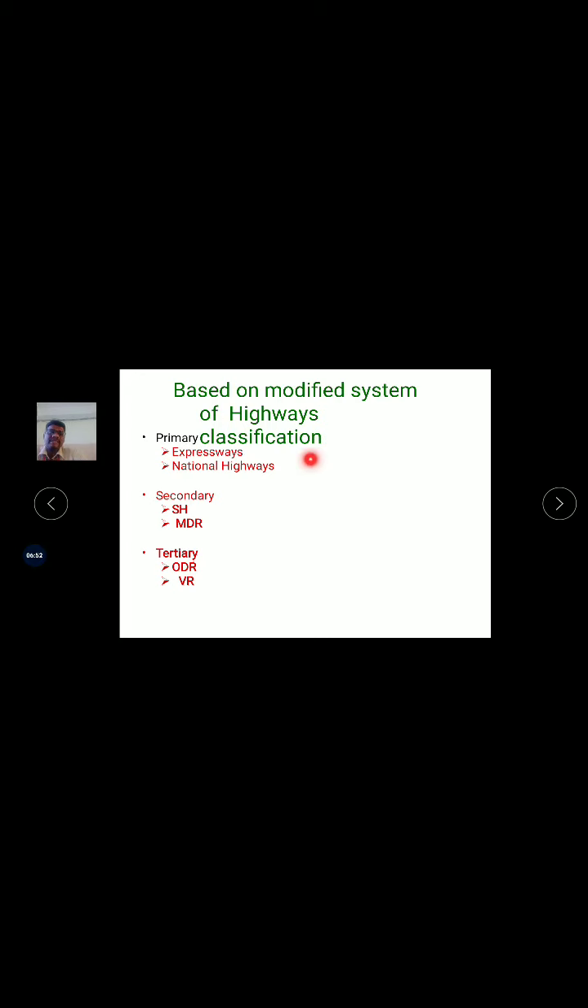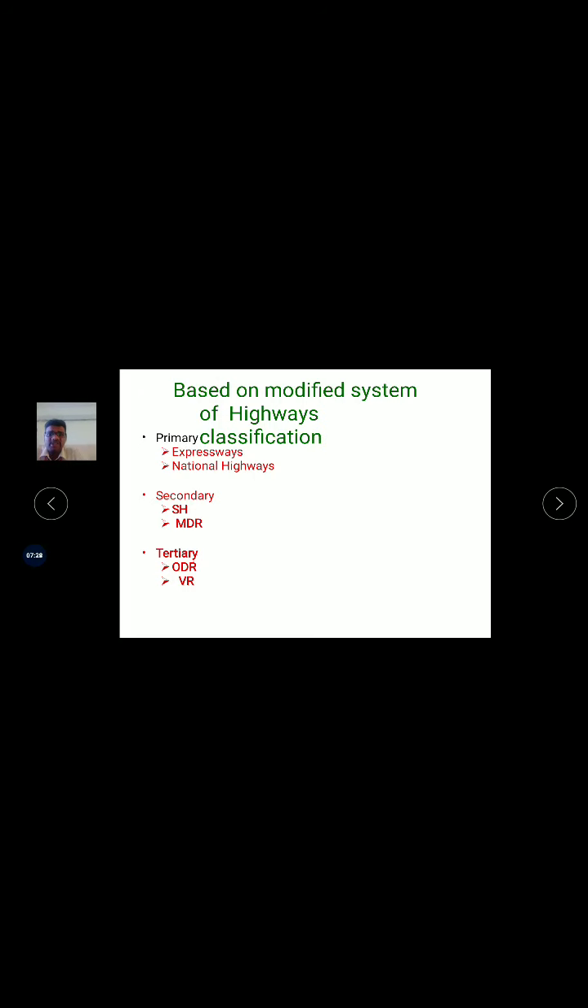The second one is national highways. When we are traveling on an NH, these all come under this classification. The second one is state highways. Compared to national highways, these roads are smaller. This is only a two-lane road where we go in one direction and come in the opposite direction. But national highways are four-lane roads, where two lanes are for going and two lanes are for coming. These are the specifications.